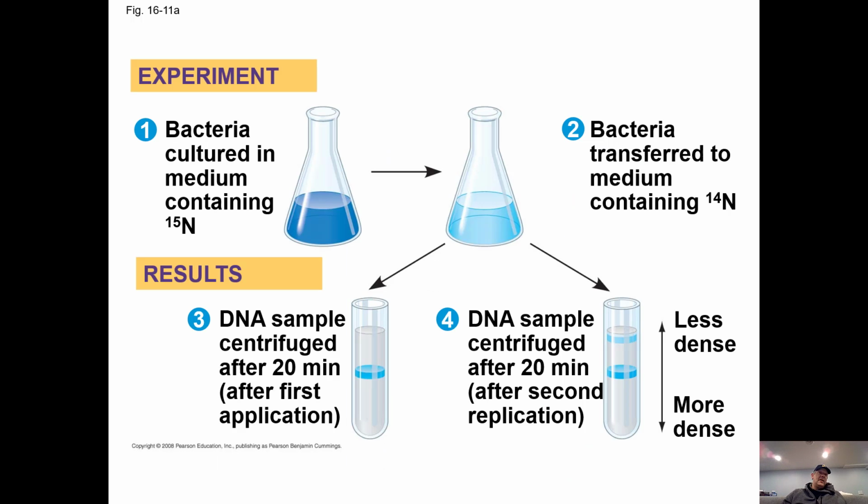So what they did at the first 20 minutes is they took a sample and centrifuged it, so that gets all the cells in a pellet, and then they extract the DNA and it can hang in the column, as you can see here. So the first generation was here, and then in the second generation we had these two bands of DNA.